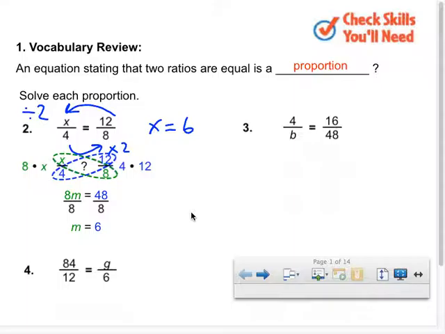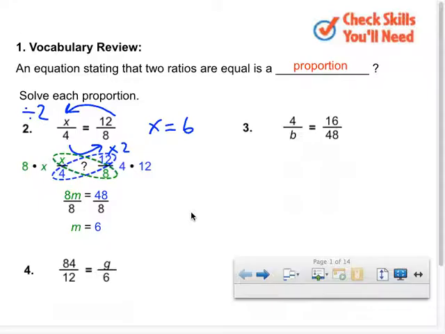4 times 12 is 48. Then to isolate my variable, I divide both sides by 8, and then our variable equals 6. Okay? Question? You want to go through the next one? Okay, can you walk us through the next one?